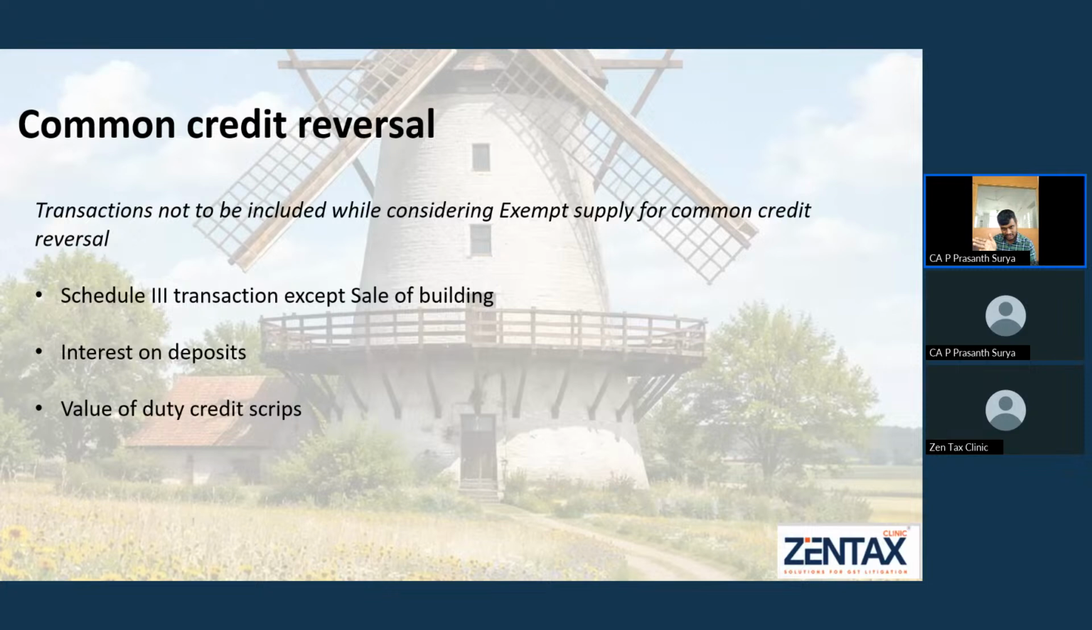So see the other income column. In all the concerns, I am very sure in the other income column there will be an interest portion which will be included in the other income. For that, the common credit reversal need not be done because there is a specific exclusion in the law to say that interest on deposits need not be considered for the common credit.